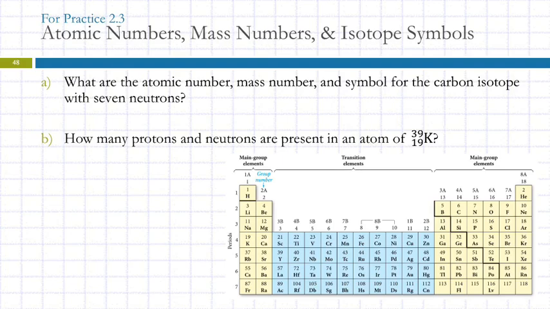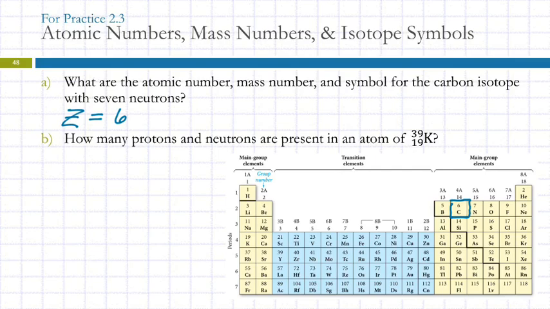So we're talking about carbon, so we find carbon on the periodic table. The number above the C is 6. That is the atomic number. So the atomic number, symbolized with a capital Z, the atomic number is 6. So it's 6 protons.